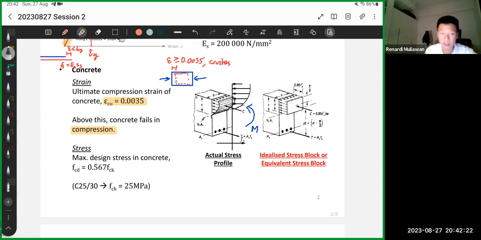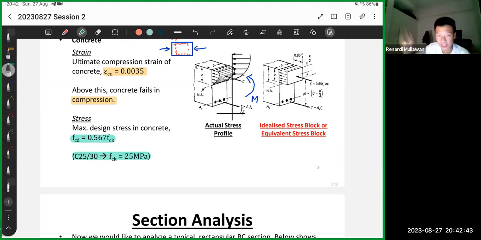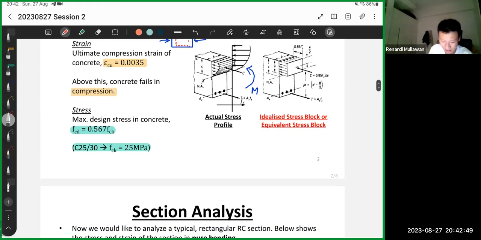The stress is also, there are no two cases. The stress is just this. So fcd, which is the design stress, is 0.567 fck. Again, fck is the grade of the concrete. So sometimes they will give you concrete of C25/30. That means the strength is 25 MPa. You take the first number. Just for your information, the first one I think represents the cube strength.